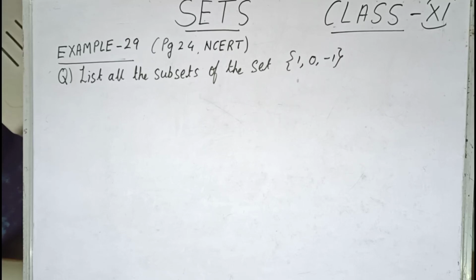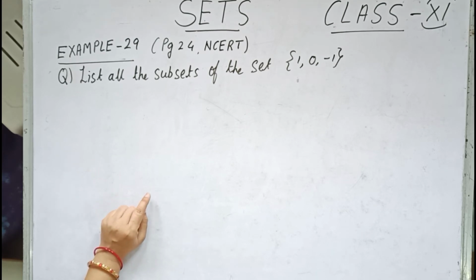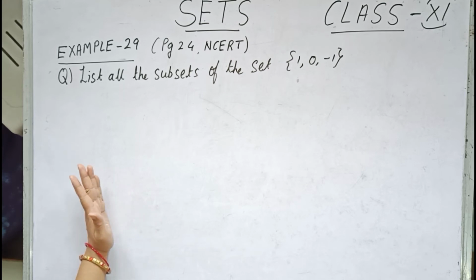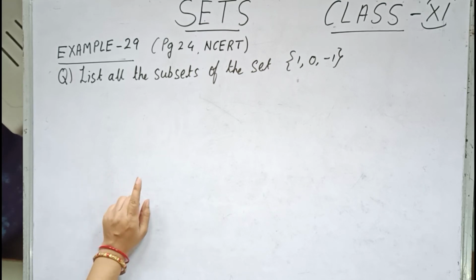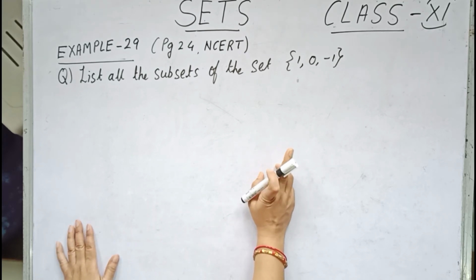Hello students. After completing exercise 1.6 of NCERT and the concepts of the set theory, let us come to the miscellaneous example. This example I have taken as example 29, page 24 of NCERT. The question is saying that list all the subsets of the set {1, 0, -1}. Now over here in this set the number of the elements is 3.